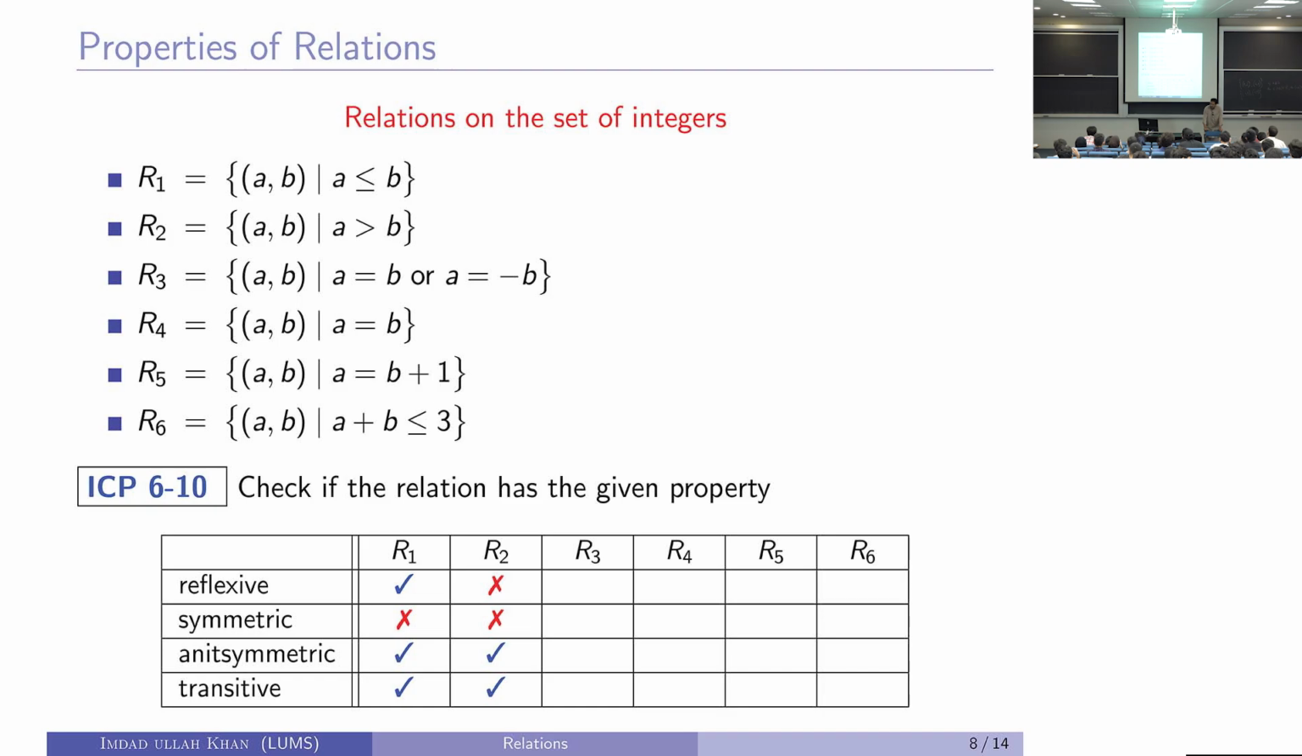So R2 is the greater than relation, exactly the same as what we saw earlier, except that it's not reflexive. Why is the greater than relation not reflexive? What would it mean that R2 is reflexive? The number is greater than itself. What does it mean that R2 is reflexive?